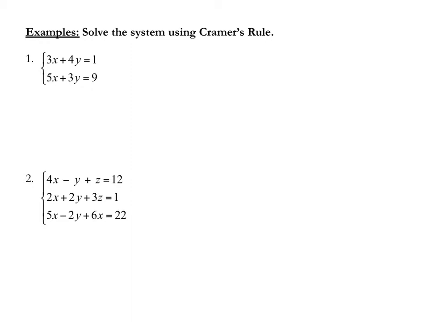Looking at number 1, it says I have to use Cramer's rule, so I want to see all of your work for this. I know you know how to put this in your calculator now, but I need you to show the work of using Cramer's rule. So I know that I have to set up 3 matrices: D, Dx, and Dy. Your first goal is to set those up. The first one, the regular D one, is just the coefficients. I get 3, 4, 5, 3.